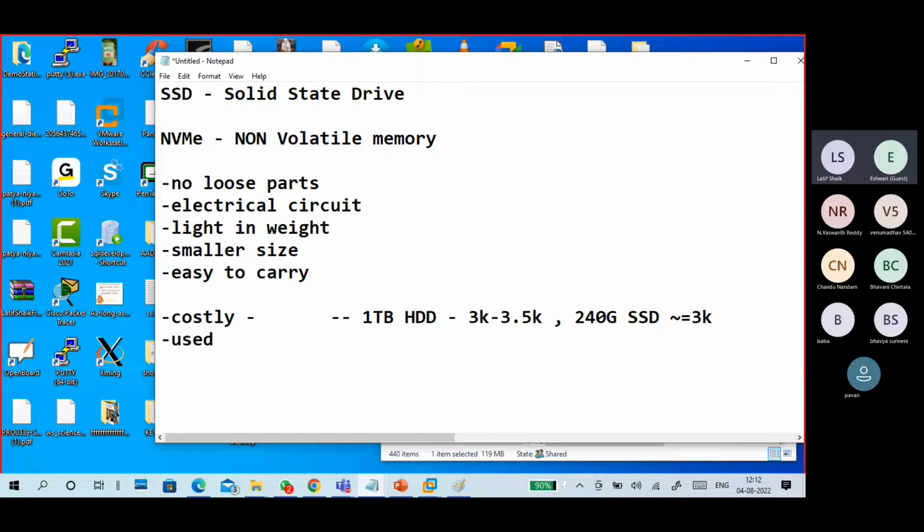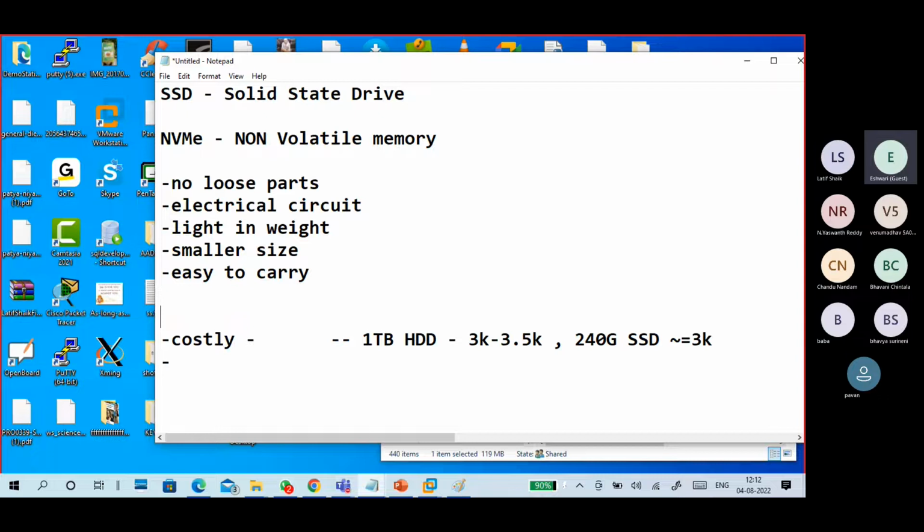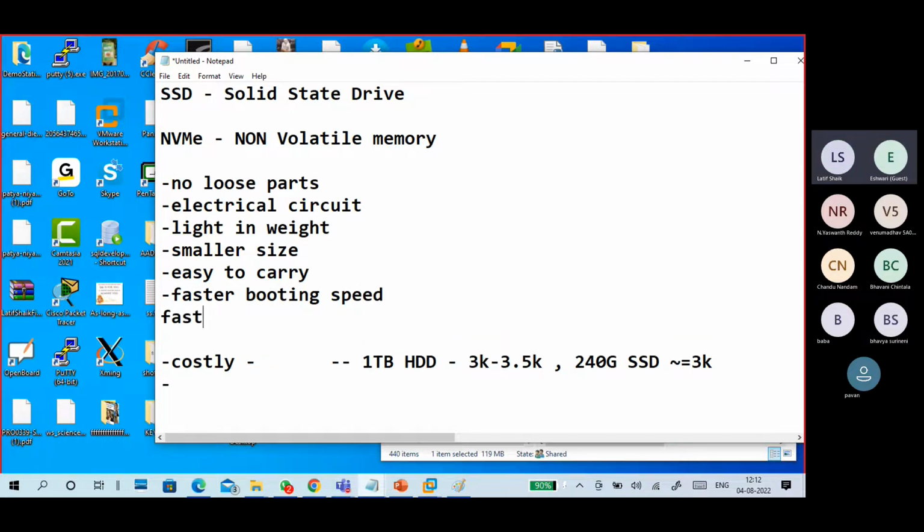It is used for the OS, faster booting speed, and faster application needs.